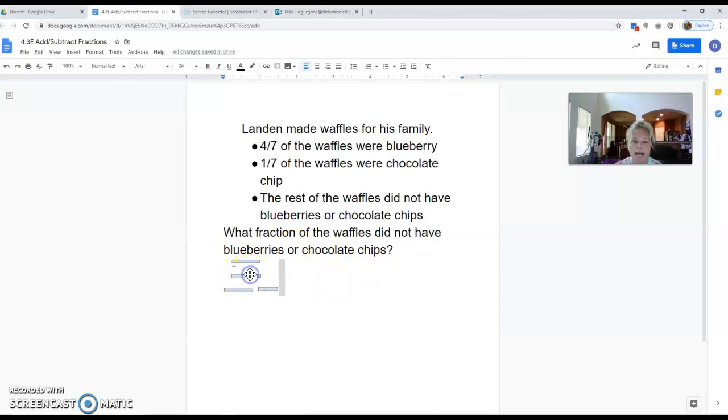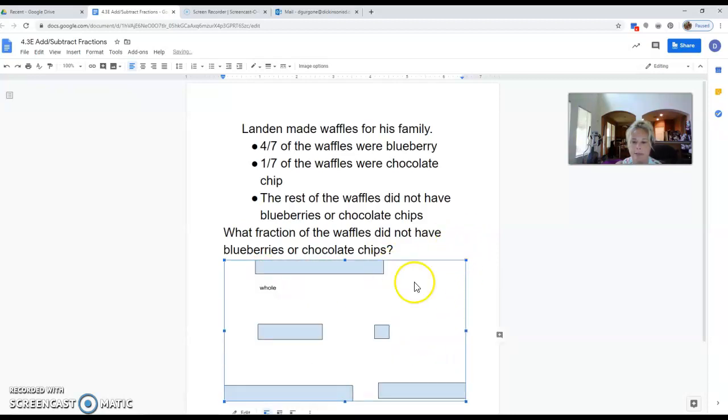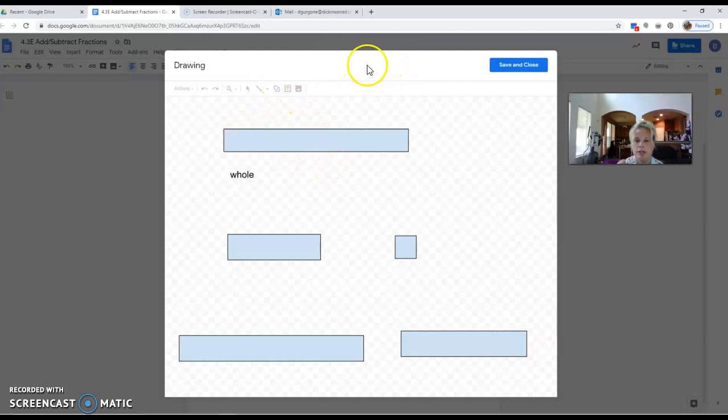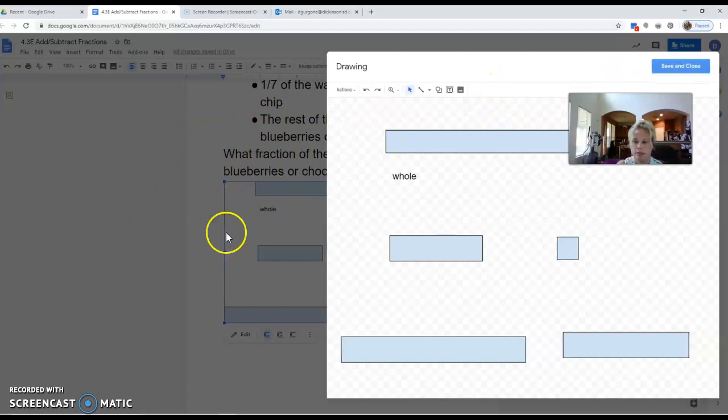So what we are going to do is look at some models here. I'm going to use a pictorial model, and we are going to look at using a drawing to refer to our question. This might be a little tough to do, so let's save and close this for now.